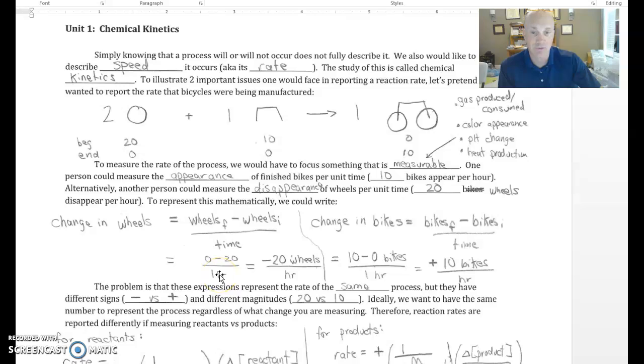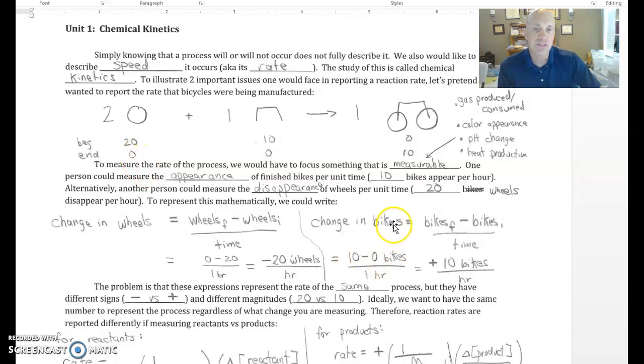Let's say that this happened over 1 hour. All right. So the rate of change for wheels is minus 20 wheels per hour, and the reason that it's minus is that for wheels, you are losing the number of wheels over time.